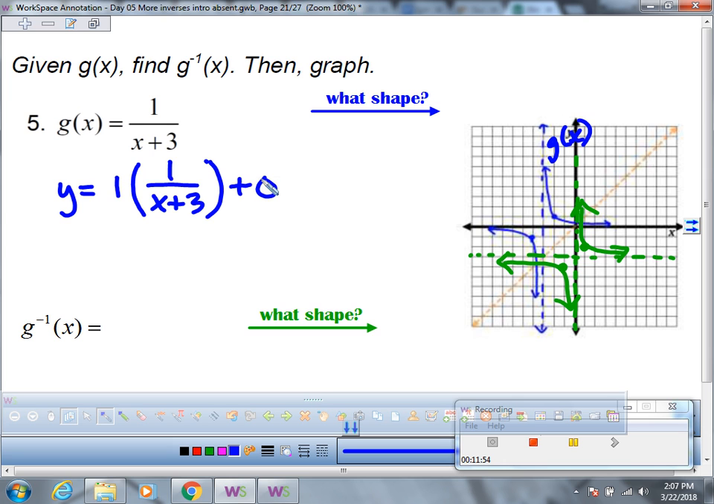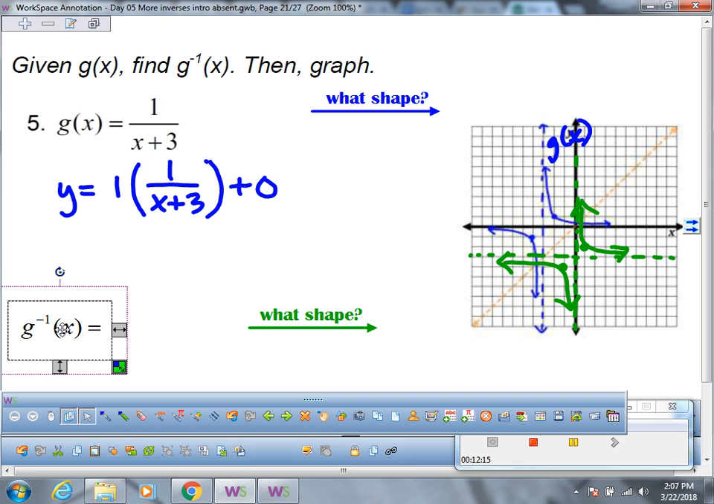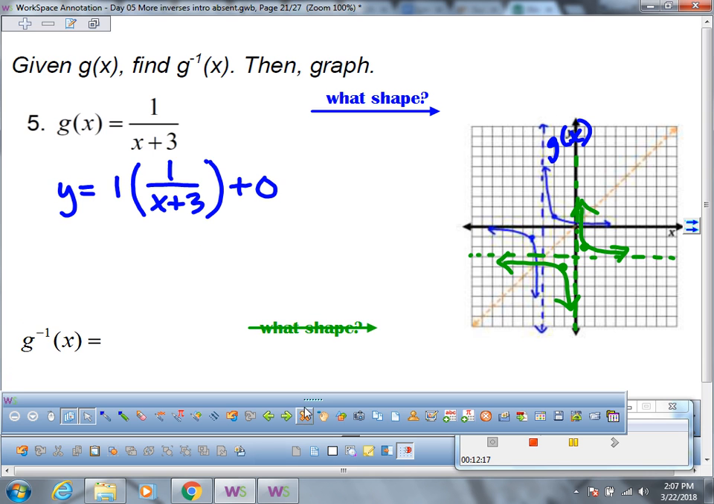So I'm going to the left 3, I'm not going up or down, and I have a stretch of 1. So we went over to the left 3, that's how this was graphed, and those are my asymptotes, and over 1, up 1. Okay? All right.